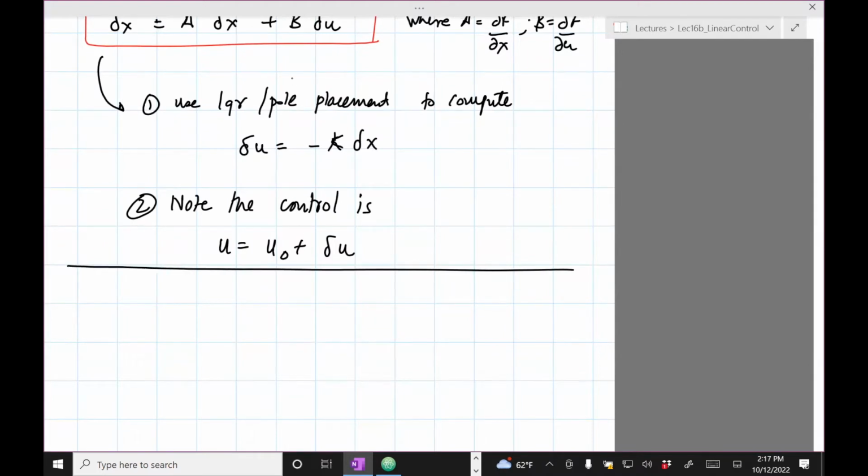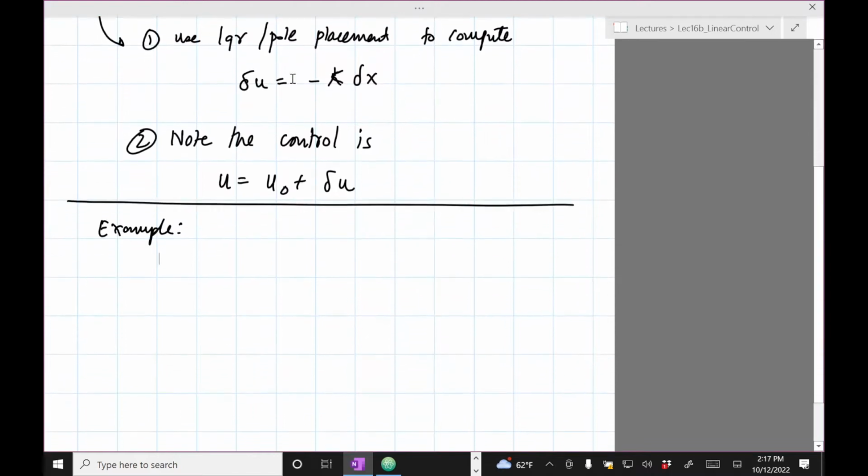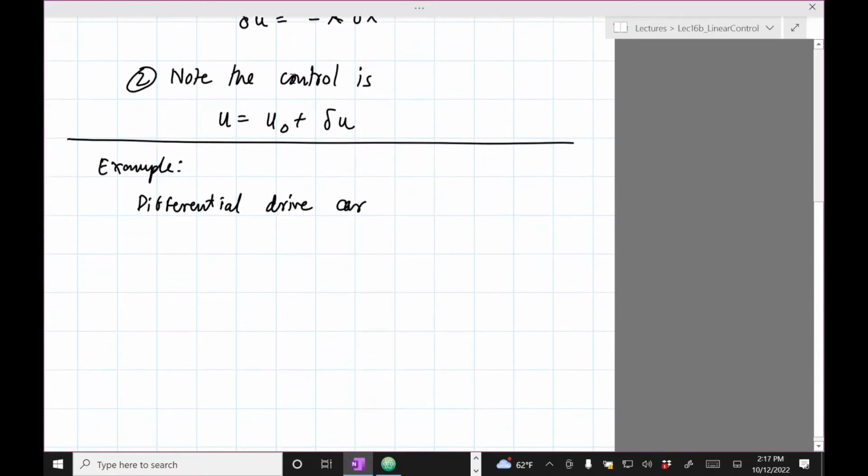Okay, so let's see how to apply this. We'll see an example we've seen before. We've talked about the differential drive car, in which the equations were x dot equals v cosine theta, y dot equals v sine theta, and theta dot was omega.